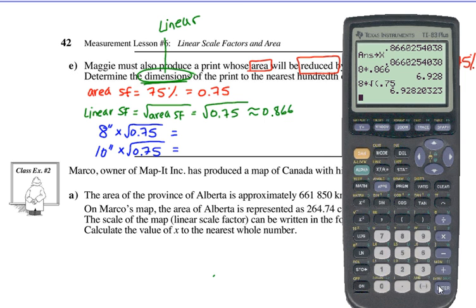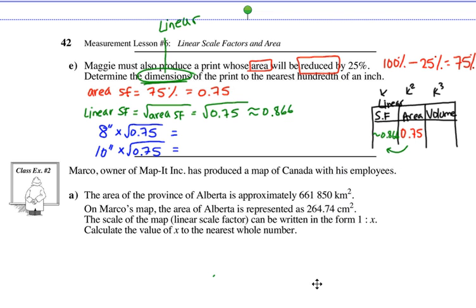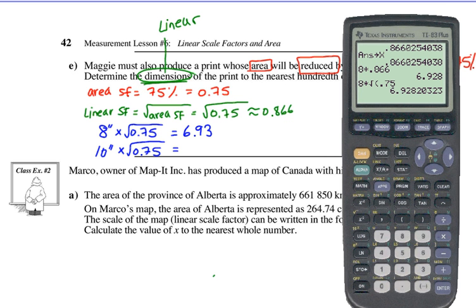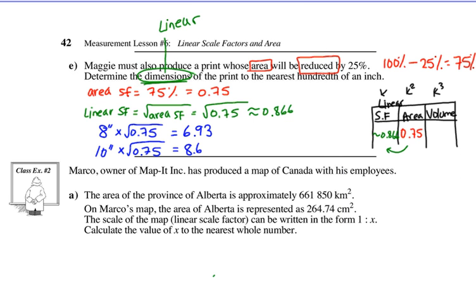So 6.93, and then the 10 inches times the linear scale factor. We can use square root of 0.75, or we can use 0.866, and it's 8.66. So our new dimensions are 6.93 inches by 8.66 inches. That would give us a diagram where the area is 75% of the original, so 25% less. There you go.